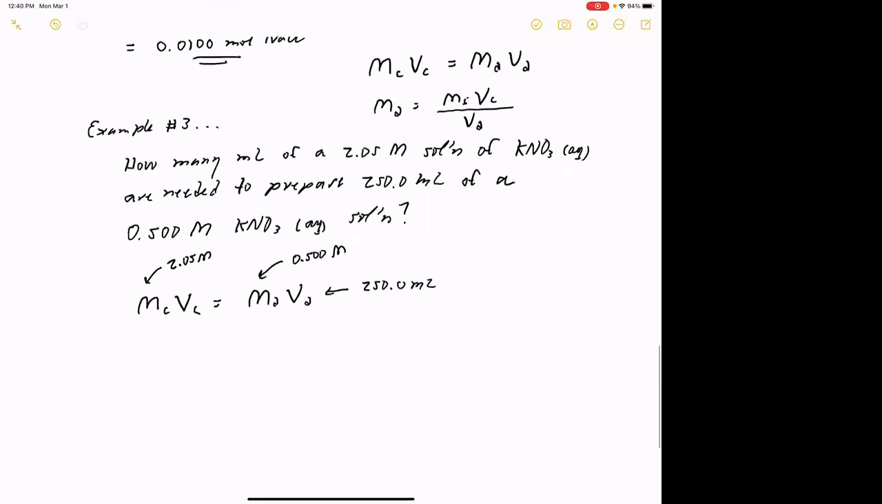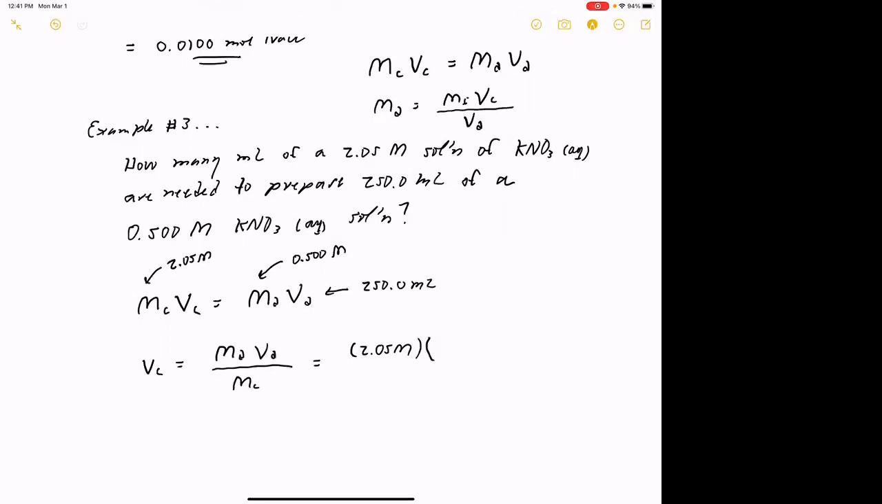So let's solve for V concentrated. That's what we're actually asking for in the problem. So that's the molarity of the dilute times the volume of the dilute divided by, in this case, the molarity of the concentrated. So let's go ahead and stick everything in. So I got 2.05 molar.